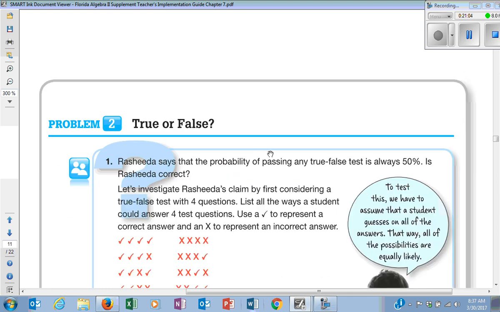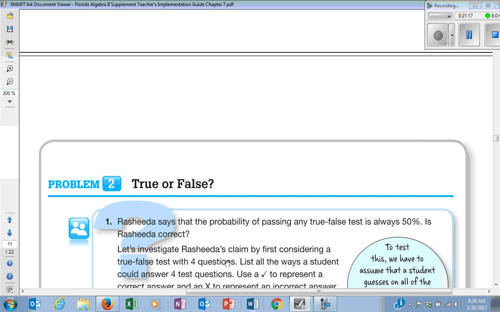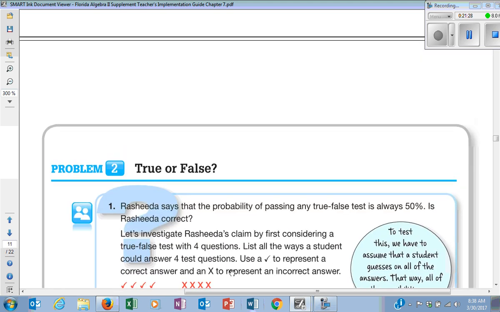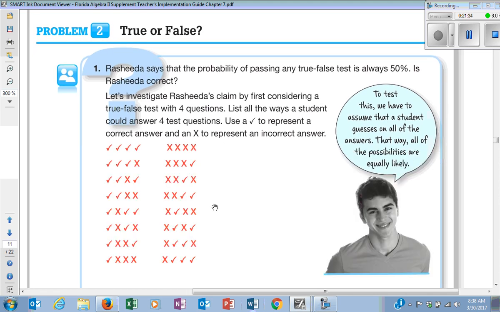The problem says that the probability of passing a true or false test is always 50%. Is she correct? Let's investigate by considering a true-false test with 4 questions. So they're going to list all the ways that you could answer a 4-question test. Use checks to represent a correct answer and X. So does everybody understand how they make this list?